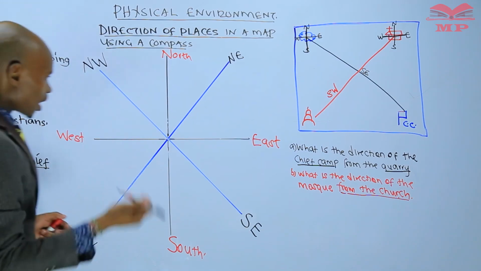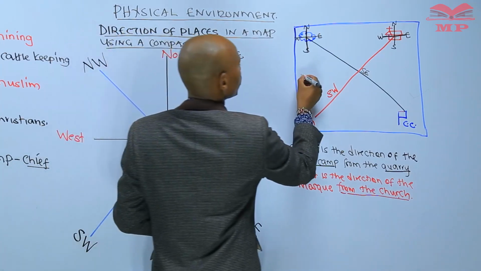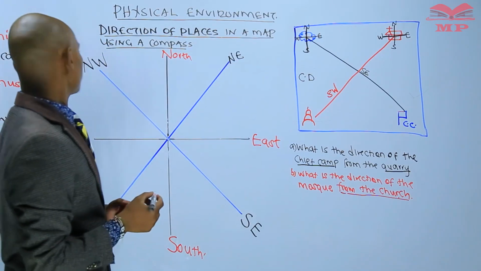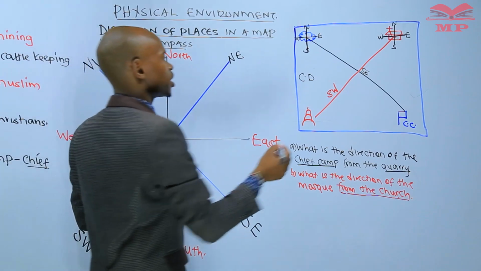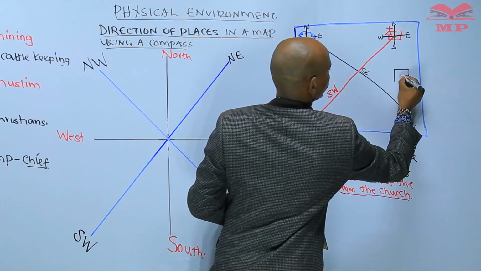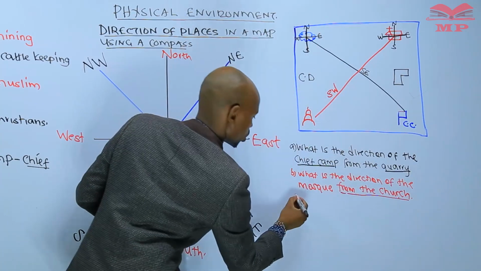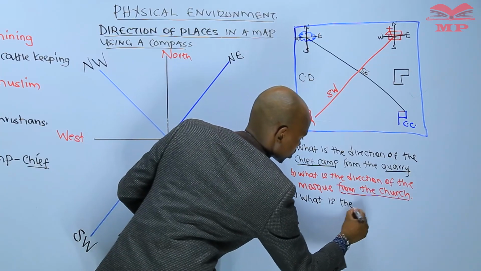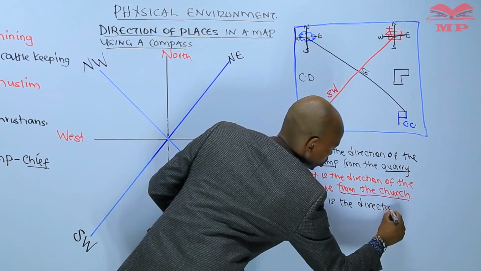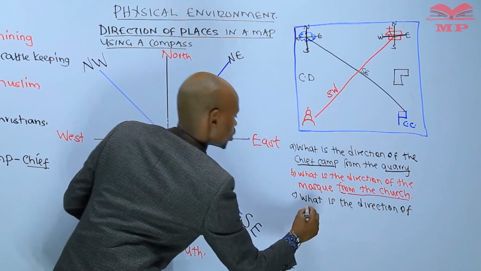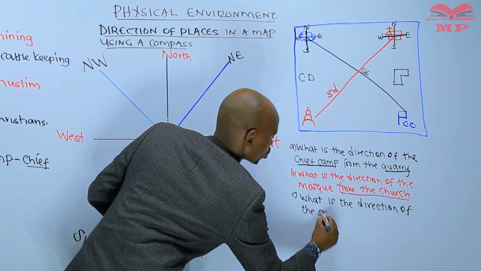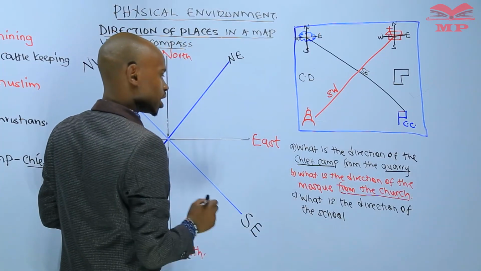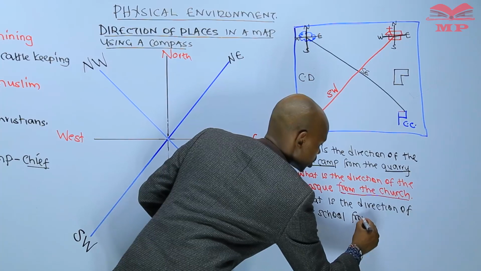Now, to give another example, maybe you are getting from the cattle dip, and you are heading to the school. And your question is, what is the direction of the school from the cattle dip? This is the symbol of the school as we learned in our last session.